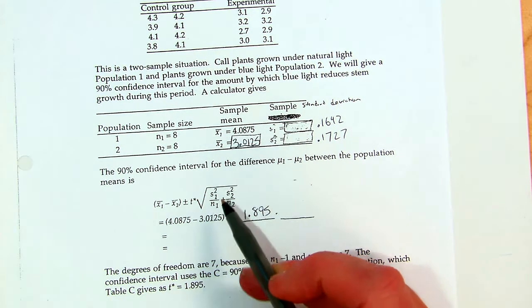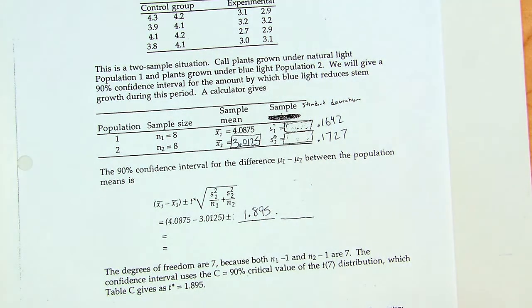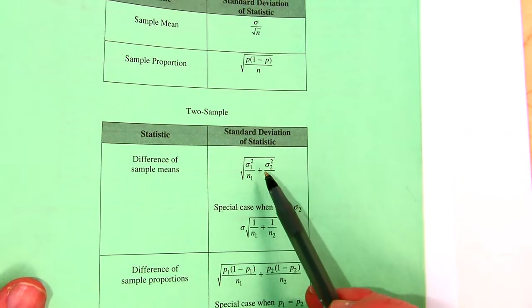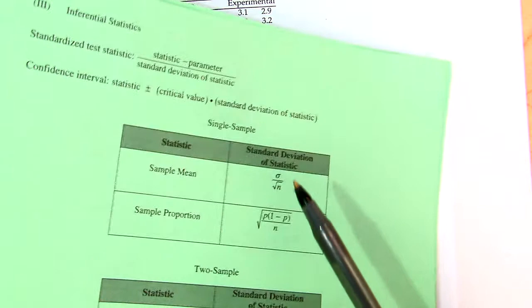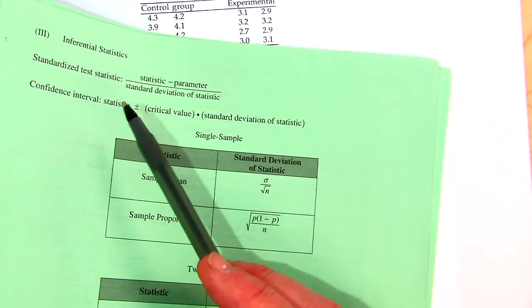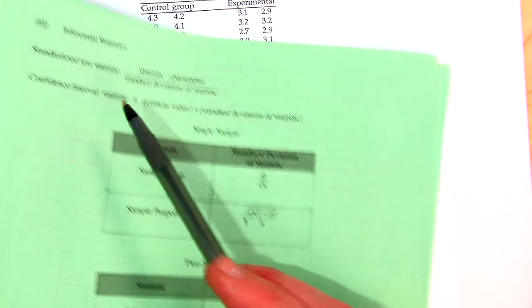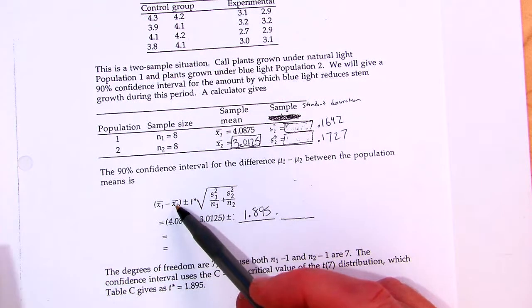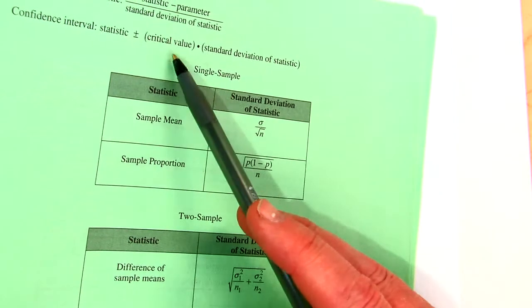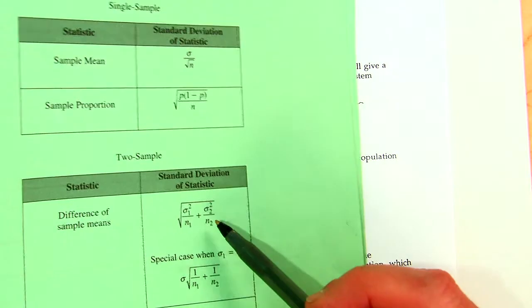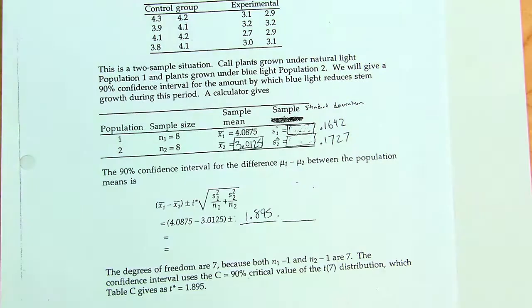Here's the standard deviation formula. Oh no, how am I ever going to remember that? Probably straight off the greenie. We need to navigate the greenie now. Since I'm doing a confidence interval, I'm doing my statistic, which is the difference between our two X bars, plus or minus the critical value, which is the T star, times the standard deviation. So we just need to know which standard deviation formula to use.